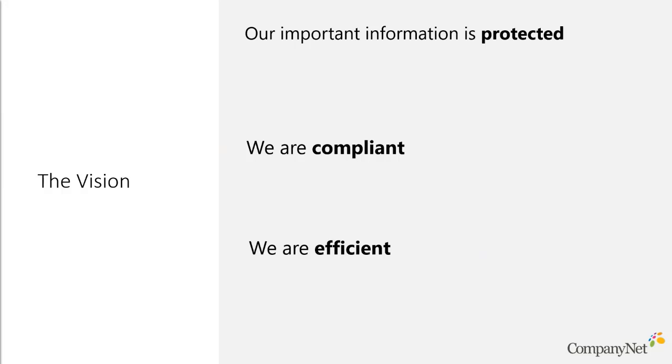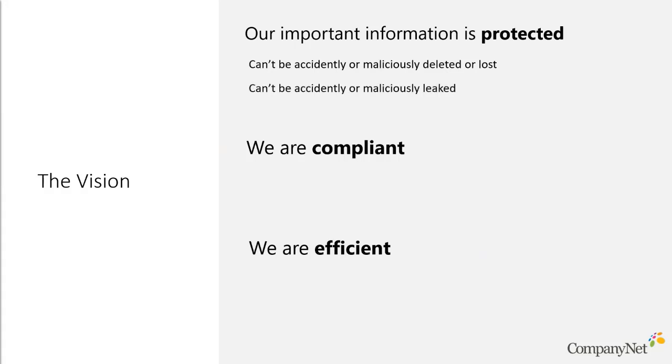So if we start with the important information is protected. What we mean by that is that it can't be accidentally, or I know this word gets me every time, maliciously deleted or lost. It can't be accidentally or maliciously leaked. So that's where things like data loss prevention come into play. Sensitive information is marked so it can be protected, so watermarking there, so we're labeling our content, we know what that content contains, and then on that we can apply actions off the back of that, which you'll understand when we step through the later part of today's presentation.